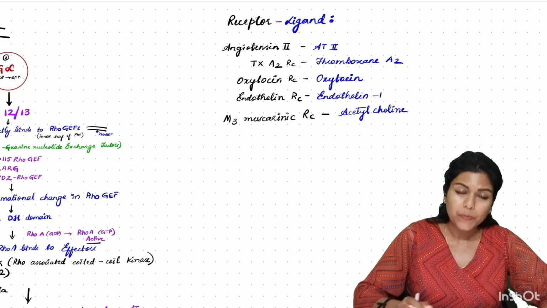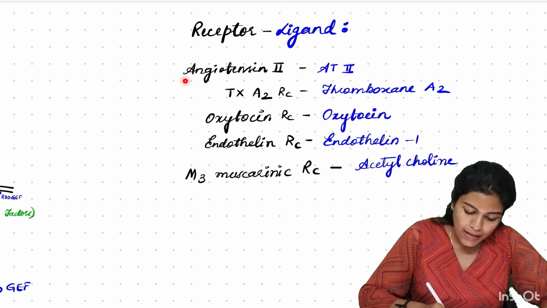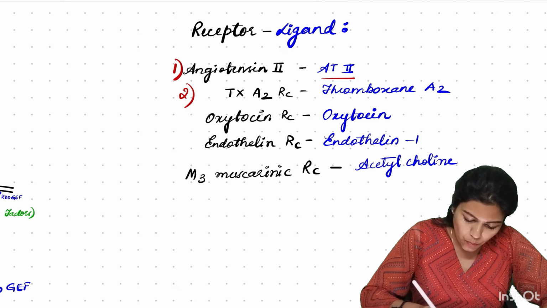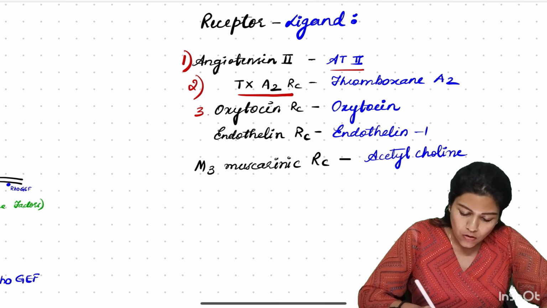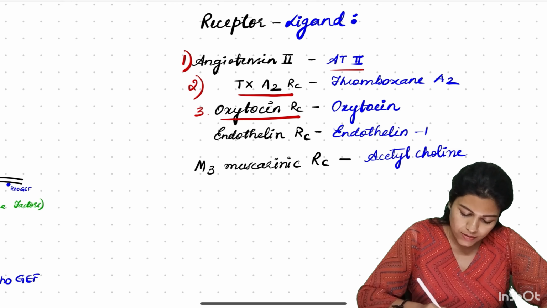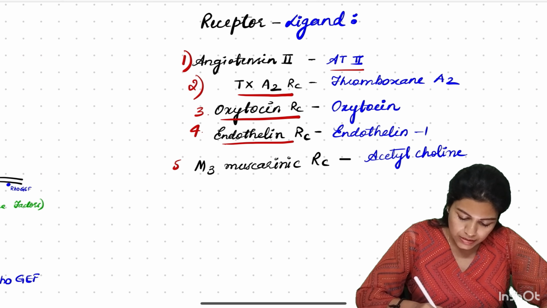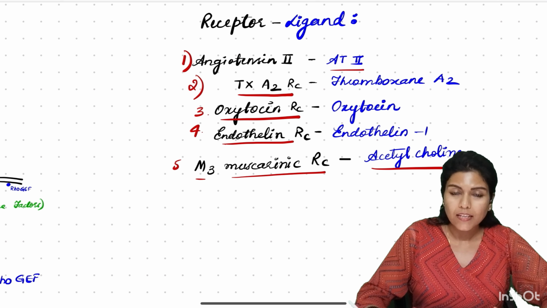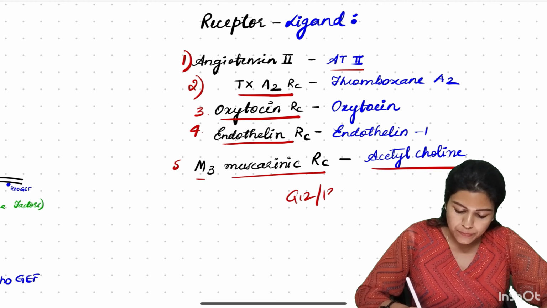So let's see what the receptors and ligands responsible for this G12/13 pathway are. Firstly, there is the angiotensin 2 receptor acted upon by angiotensin 2, and the thromboxane A2 receptor acted upon by thromboxane A2. Thirdly, the oxytocin receptor, the ligand is oxytocin. Fourth is the endothelin receptor, the ligand being endothelin 1. And fifthly, M3 muscarinic receptors, the ligand here is acetylcholine. These are a few examples of the GPCR receptors and ligands that choose this G12/13 pathway.